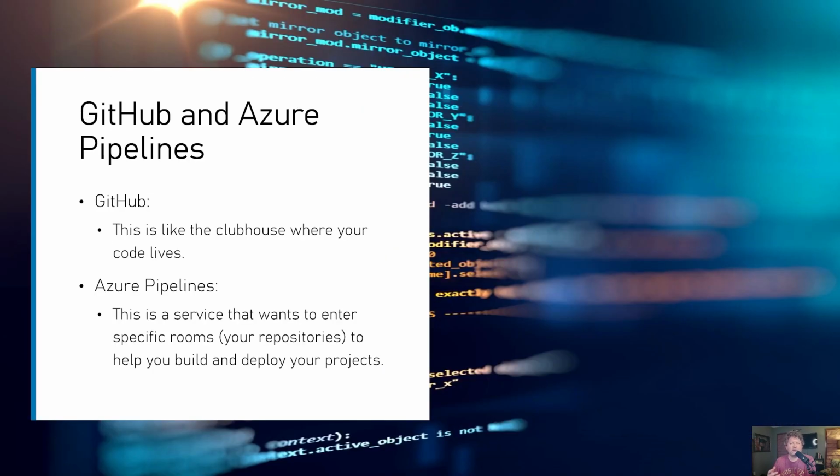So you may be asking, okay, how does this relate to GitHub and Azure Pipelines? Well, think of GitHub as the clubhouse where your code lives. Think of Azure Pipelines as the service that wants to enter a specific room, in this case, your repositories, to help you build and deploy your projects.